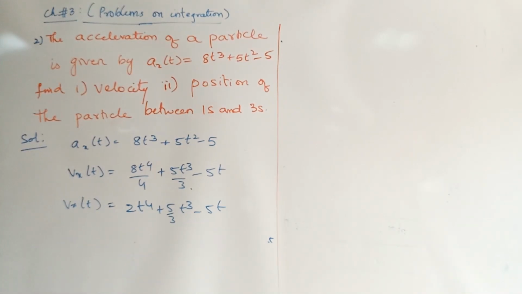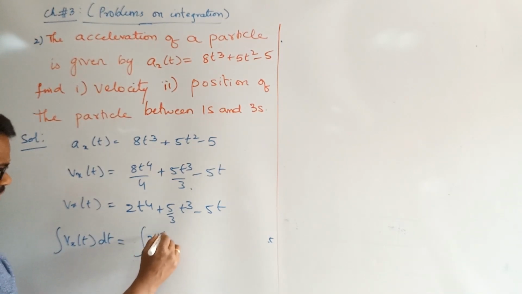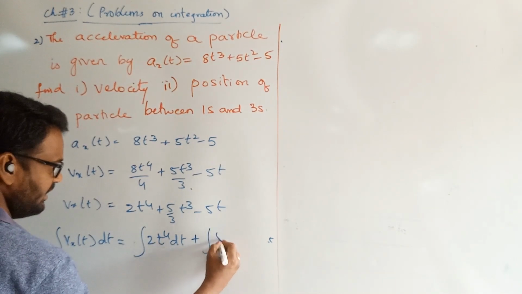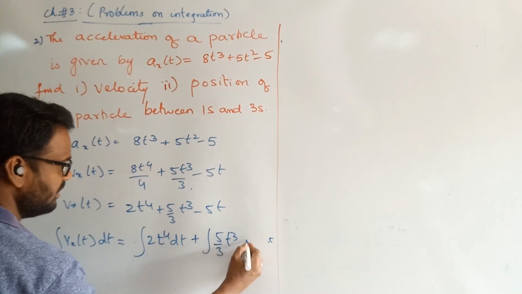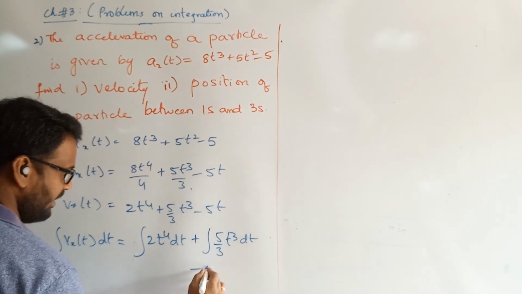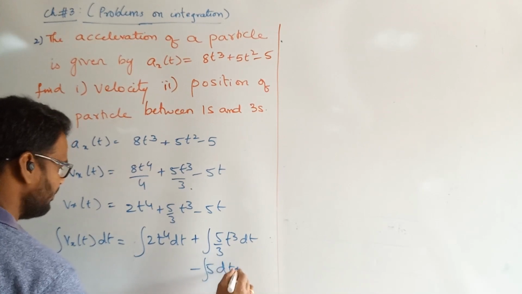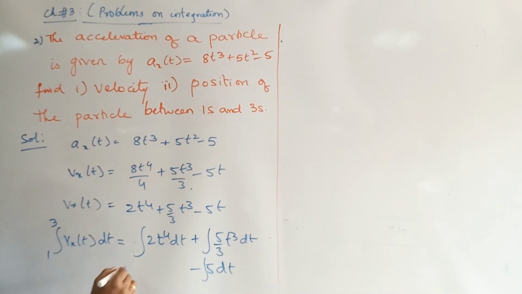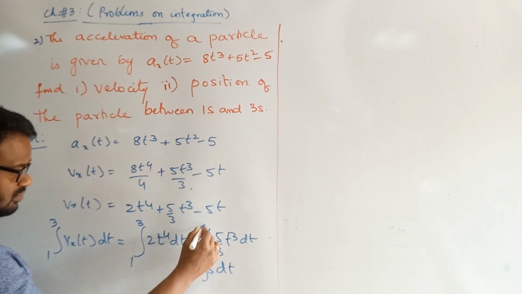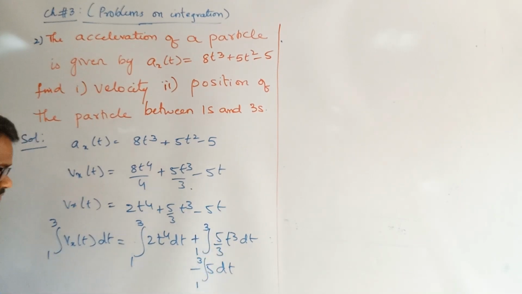Now you need to integrate this to find the values of position. For position, integrating on both sides, integration of vx dt is equal to integration of 2t^4 dt plus integration of 5/3 t^3 dt minus integration of 5 dt. From 1 to 3, lower limit and upper limit.